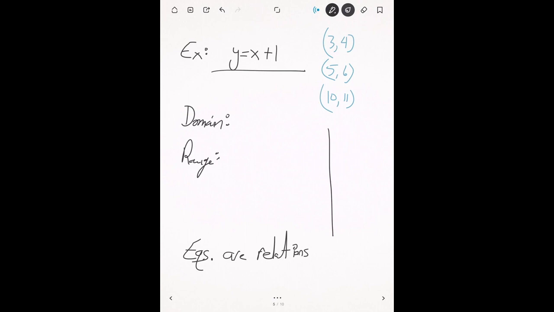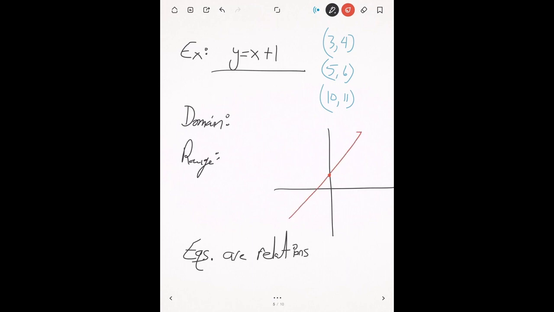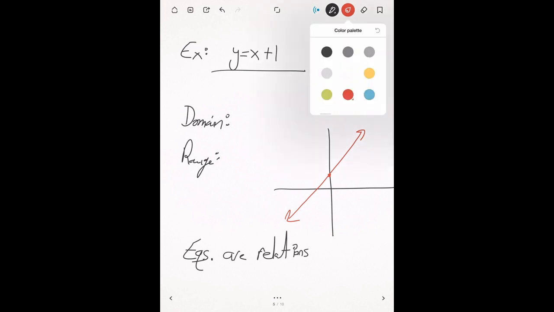What I like to do is always have a graph down. Let's go ahead and graph this equation, x plus 1. Let's pretend that the intercept here is 1, and let's just try to graph this line. Let's just pretend that's pretty much what it would look like. Now, let's think, what is the domain of this?